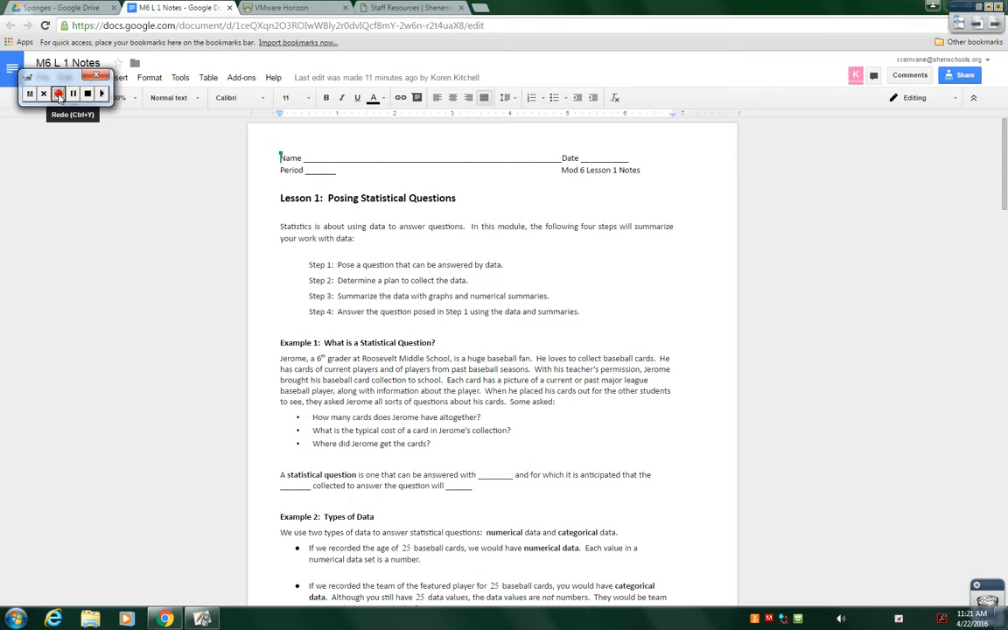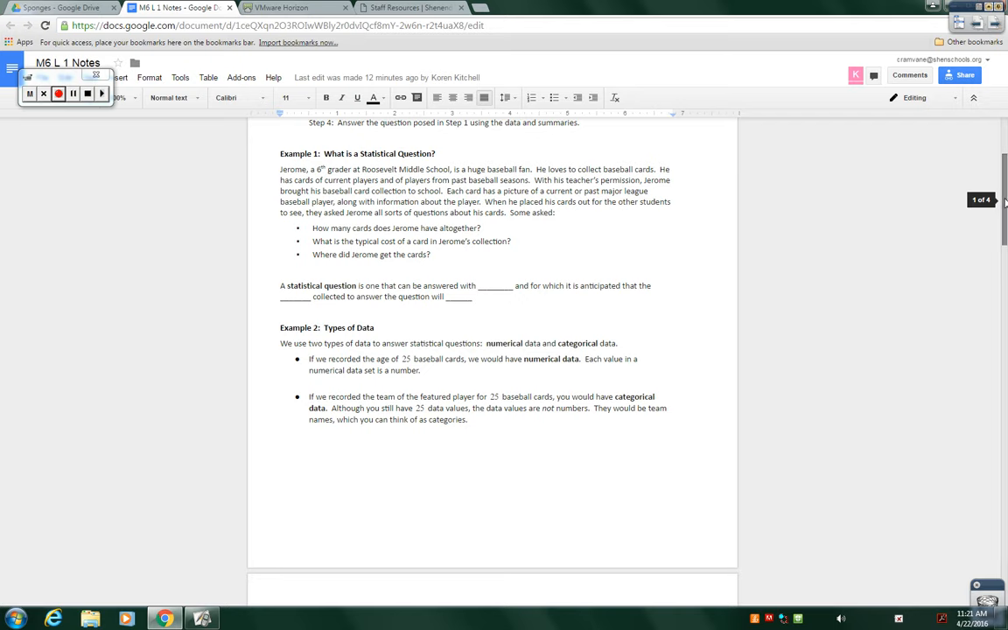First thing we're going to be looking at is what is a statistical question. Jerome, a 6th grader at Roosevelt Middle School, is a huge baseball fan. He loves to collect baseball cards. He has cards of current players and of players from past baseball seasons. With his teacher's permission, Jerome brought his baseball card collection to school. Each card has a picture of a current or past Major League Baseball player, along with information about the player.